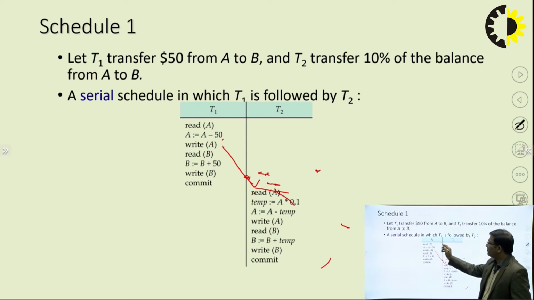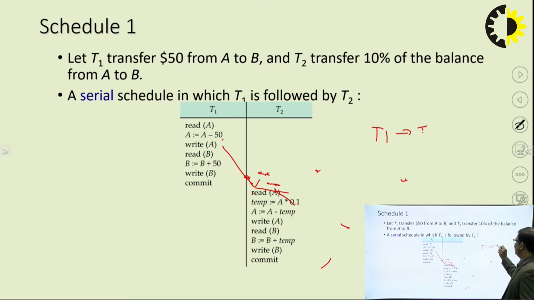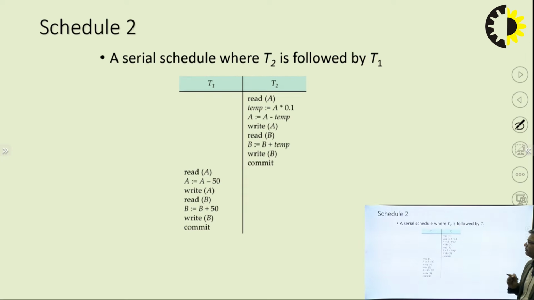But after T1 executes completely, then only T2 starts. After the completion of T1, T2 starts. So the schedule is first T1 and then T2. First T1 executes, T1 completes, then T2 starts and T2 completes. Now let's take another example. This is serial schedule 2.